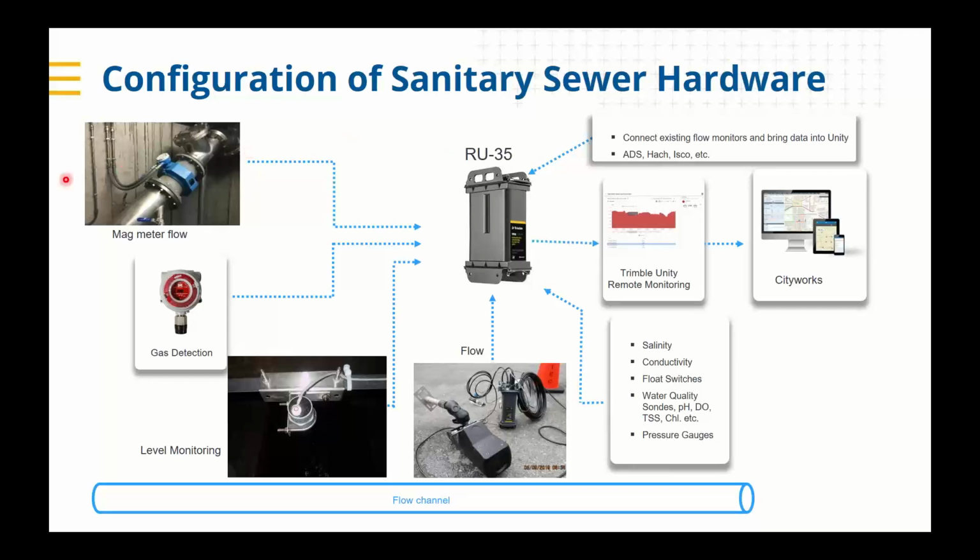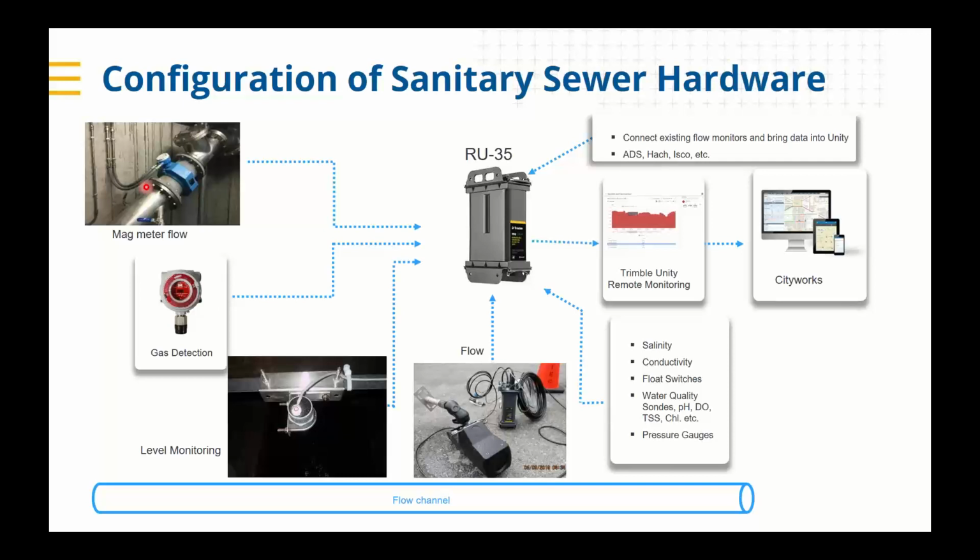We can take in mag meter flow. If you have some mag meters that you don't have visibility to, or if you have crews that have to go out there and check them, this way you can tie the mag meter into there. We can accept a signal if it has an output and tie that into our RU-35, collect all that data and send it up to our Unity platform for review and for reporting.